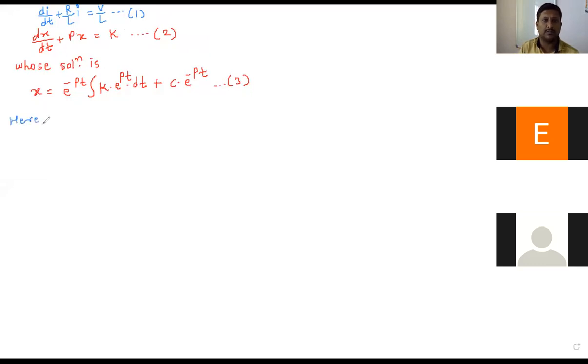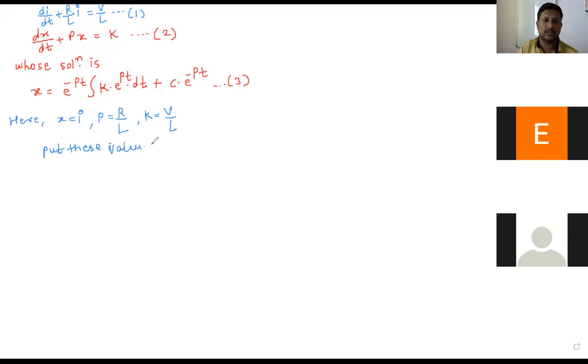Now if you compare equation 1 and equation 2, what are the values of I, k and p? Here x is replaced by I. Then p is replaced by R by L. And k is replaced by V by L. So put these values in equation 2.